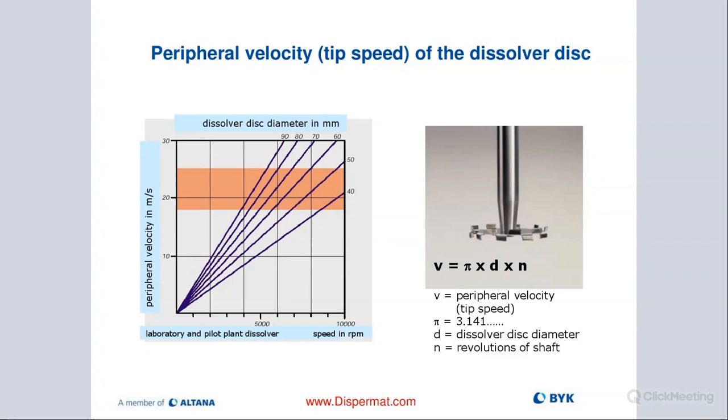Tip speed is much more important because if I have a constant RPM and I change the diameter of my blade, I have totally different results because my tip speed will be very different. So it's really important to look at that. Again, 18 to 25 when we're pre-dispersing, 10 to 16 when we're milling.